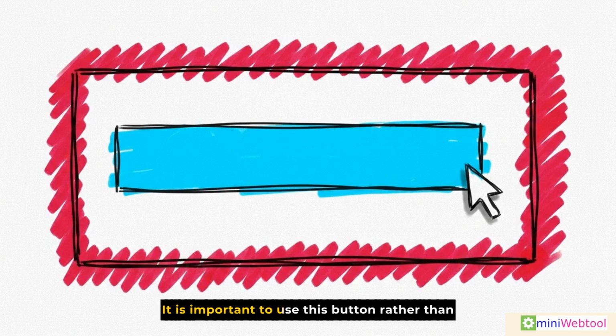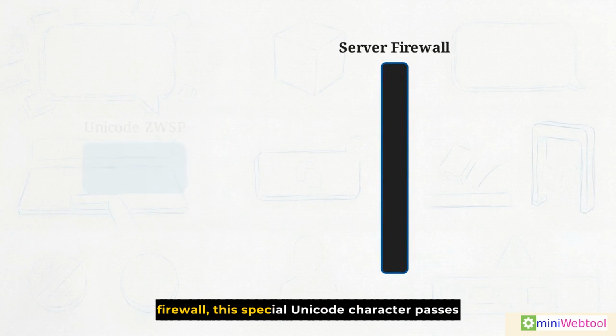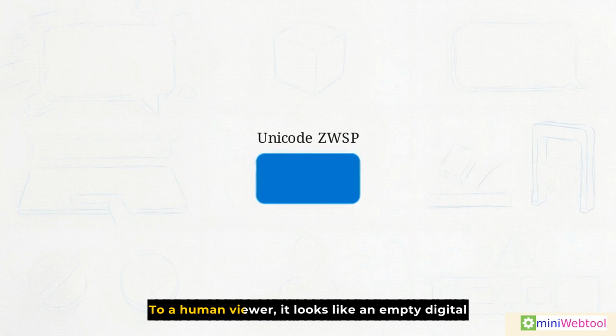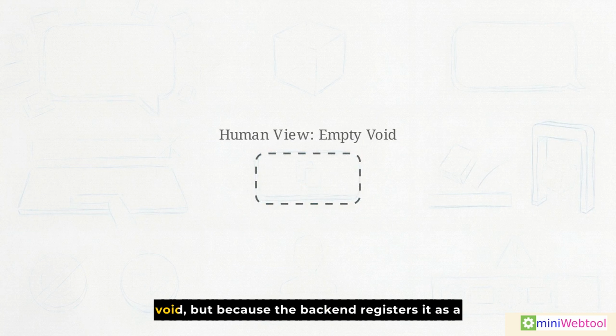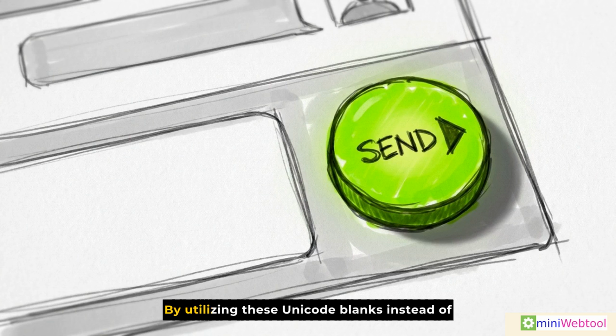It is important to use this button rather than manually highlighting the text area to ensure you don't accidentally include regular characters. While a standard space is blocked by the server firewall, this special Unicode character passes through the security gate. To a human viewer, it looks like an empty digital void, but because the backend registers it as a physical character, it bypasses the spam filter. By utilizing these Unicode blanks instead of standard spaces, you can bypass almost any empty text filter currently in use.